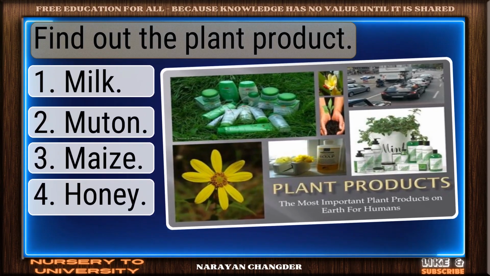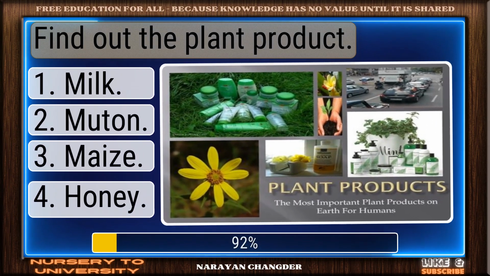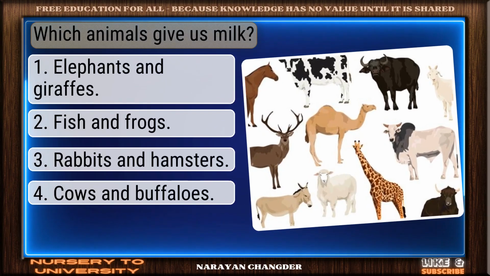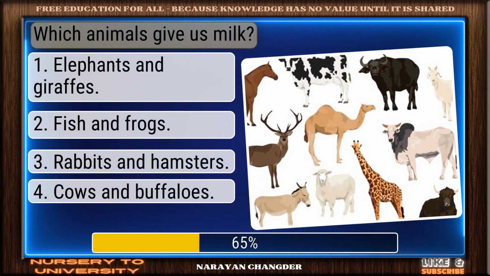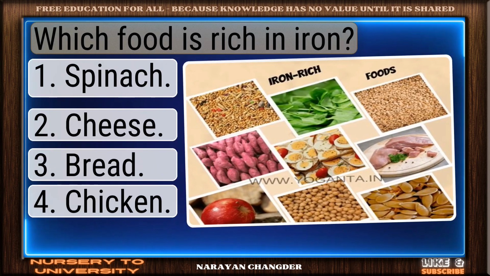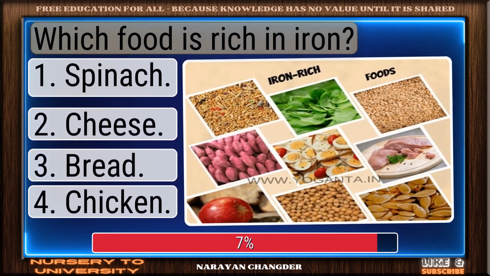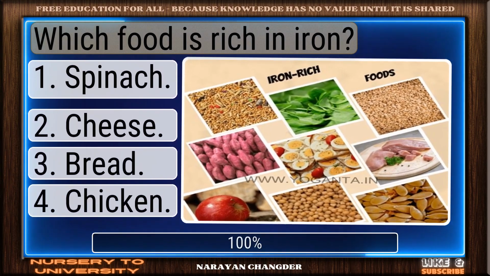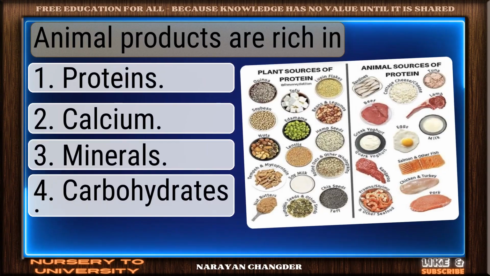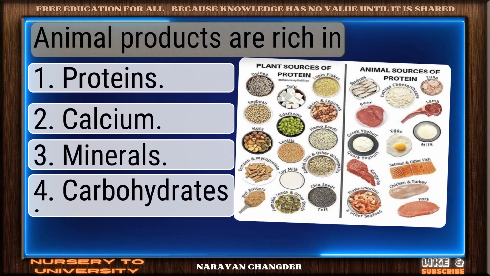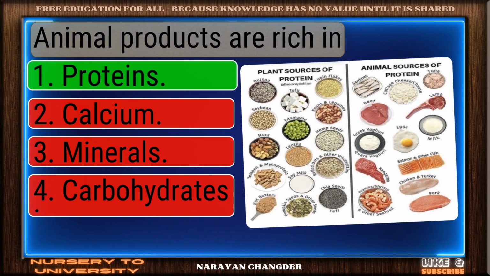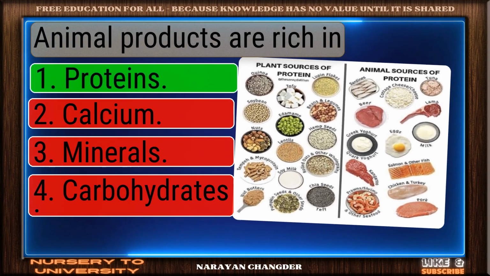Find out the plant product. Excellent. Maize is a brilliant choice. Which animals give us milk? Bravo, cows and buffaloes is the answer. Which food is rich in iron? Exactly. Spinach makes sense and it is right choice. Animal products are rich in. Right again. Proteins is a valid answer.